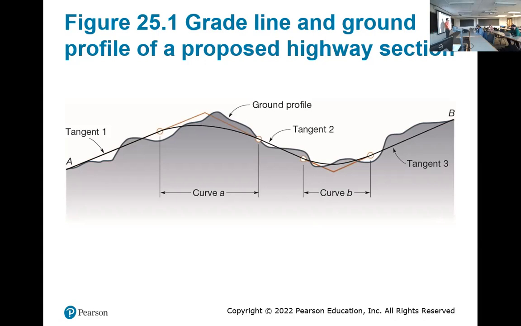I'm going to show you how to do this in Civil 3D. But it's important to understand what's running in the background. What are the equations that the software is using? So this is all chapter 25. Why do you want to have a vertical curve where there's a grade break?